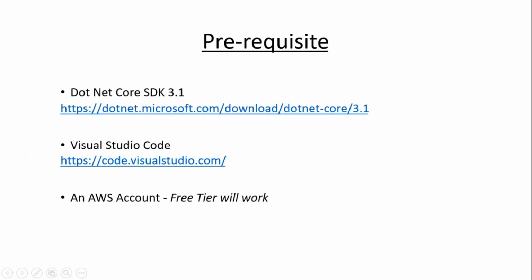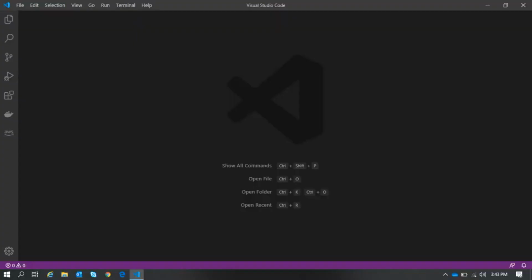So the prerequisite will be you have to download the .NET Core SDK 3.1, which is the latest as of today. And we are going to use the Visual Studio Code as an IDE to develop this API. And we also need an AWS account to interact with the Lambda and the API gateway. Before we start with the coding, make sure after installing all the softwares, you should restart the system. So let's start with it.